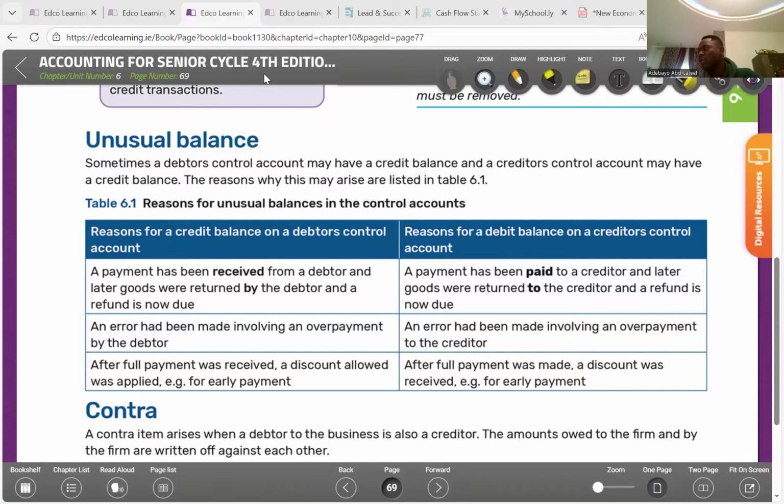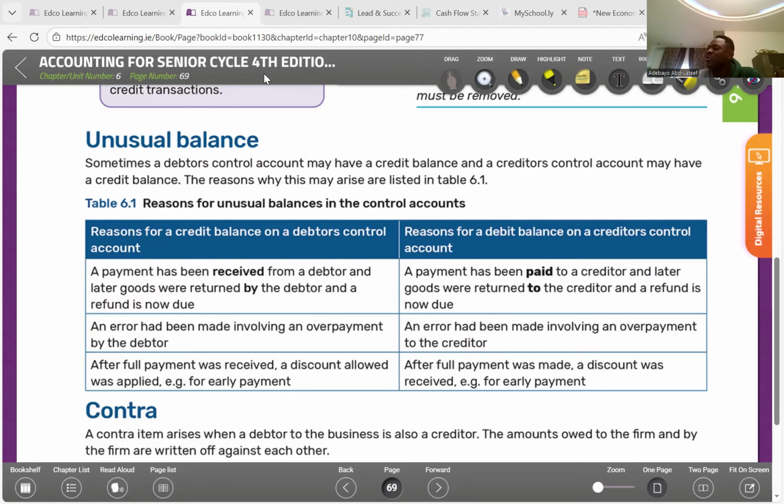We have unusual balance. This occurs when the creditor's account has a debit balance while the debtor's account has a credit balance. Usually, your debtor's control account should have a debit balance, and your creditor's control account should have a credit balance. But there's an unusual situation where you have the debtor's account having a credit balance and the creditor's account having a debit balance. That's an unusual balance or unusual situation.